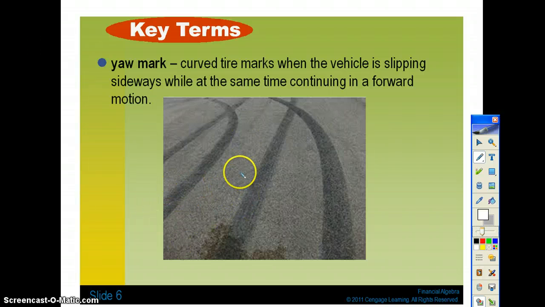And then the last key term is yaw marks. We'll deal with this more in day 2 of 5.9, but those are basically skid marks. You'll notice some of them are curved, and if you look here, this one represents a yaw mark because of the curvature, versus this one that's going straight, which is more of a skid mark. When the car is slipping sideways, but at the same time continuing to go forward, you end up with a yaw mark.